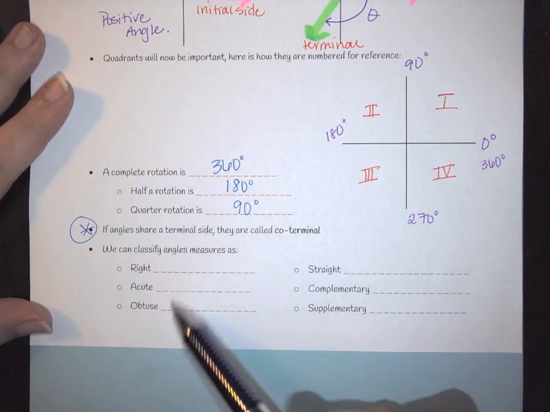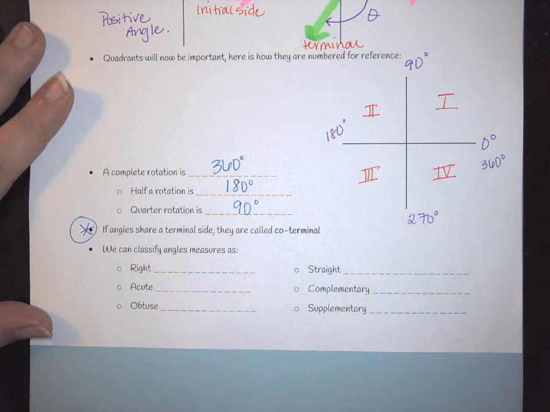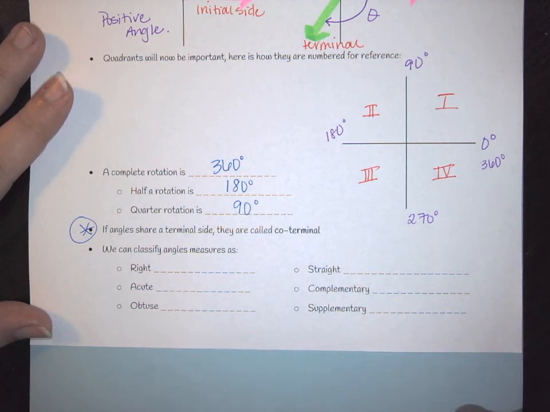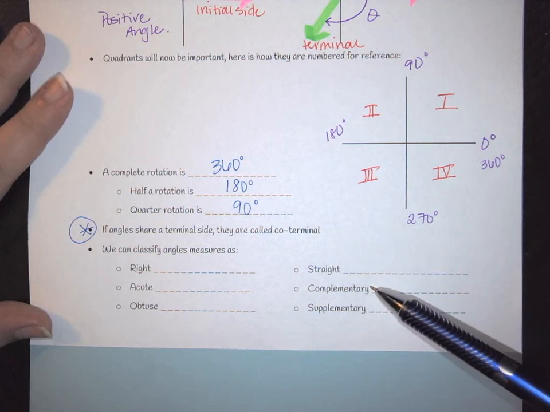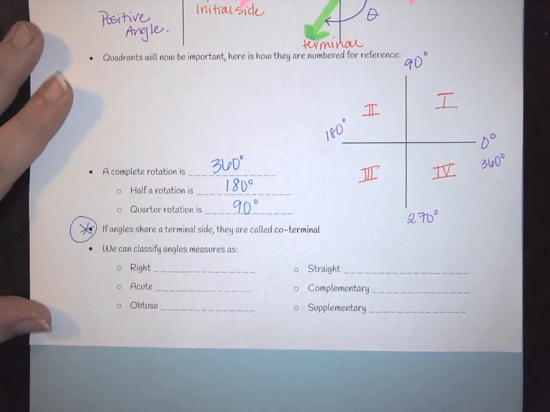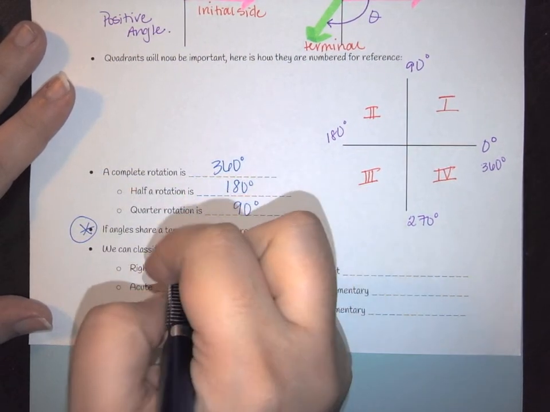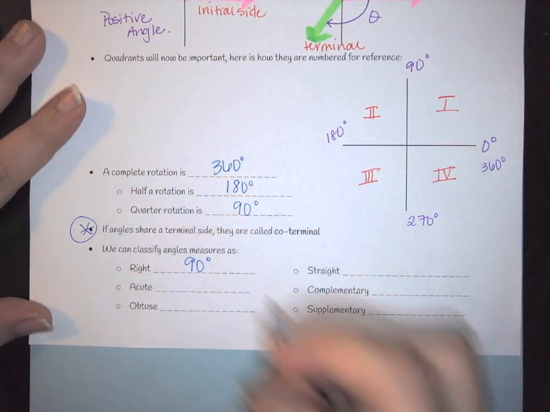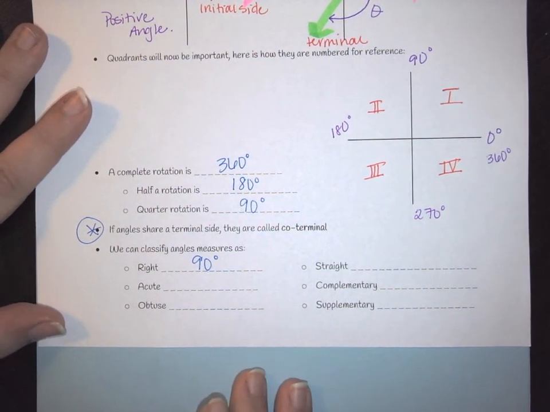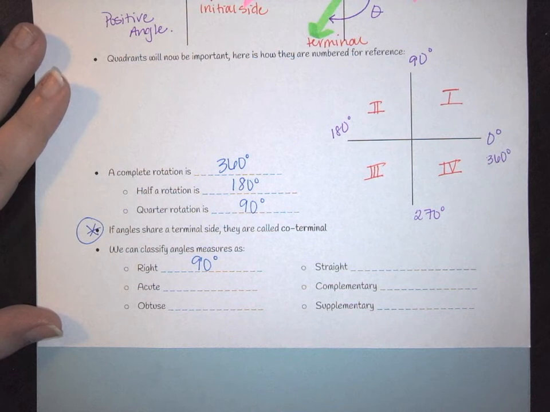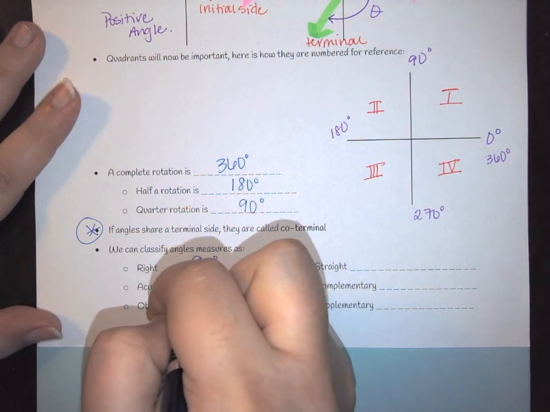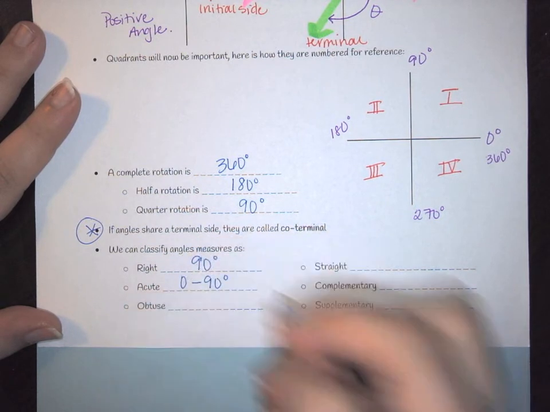Now, the last thing we have is we have to classify angle measures, and we need to classify them in different ways. We have right, acute, and obtuse, and then we have straight, complementary, and supplementary. So if we start with our right angle, it's the same as thinking about a right triangle, so right angle is obviously going to be your 90 degrees. Now, acute, the way I like to remember acute is I like to think of it as a cute little angle. So acute would be any angle that goes between 0 and 90 degrees.